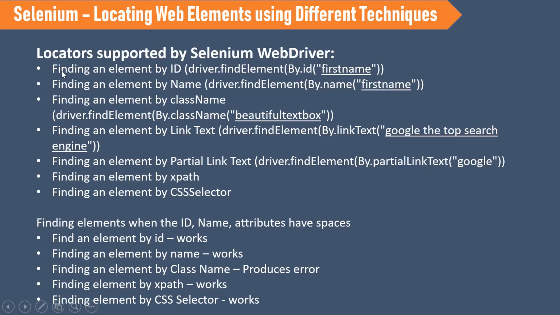In this tutorial, we are going to learn the 8 different locator techniques: ID, name, class name, link text, partial link text, xpath, and CSS selector. So we are going to learn these 8 different locator techniques, and also we will see what if the ID or name or attributes have spaces. So we will cover these two things in this video.